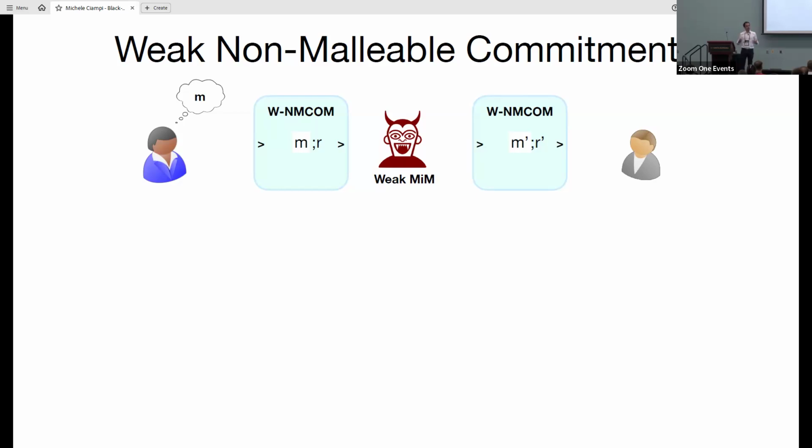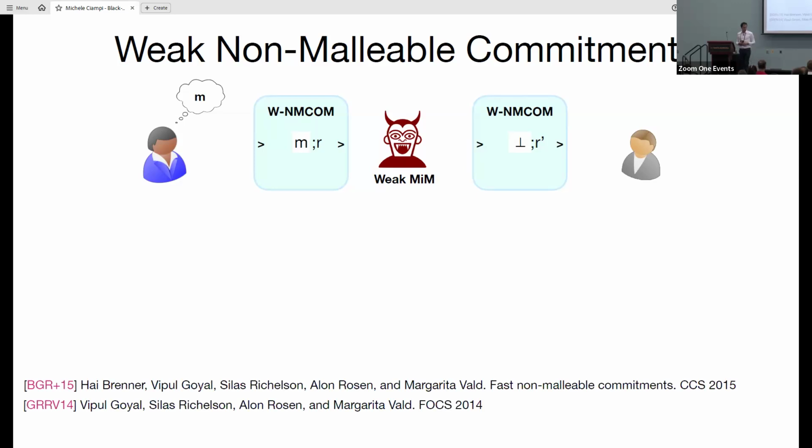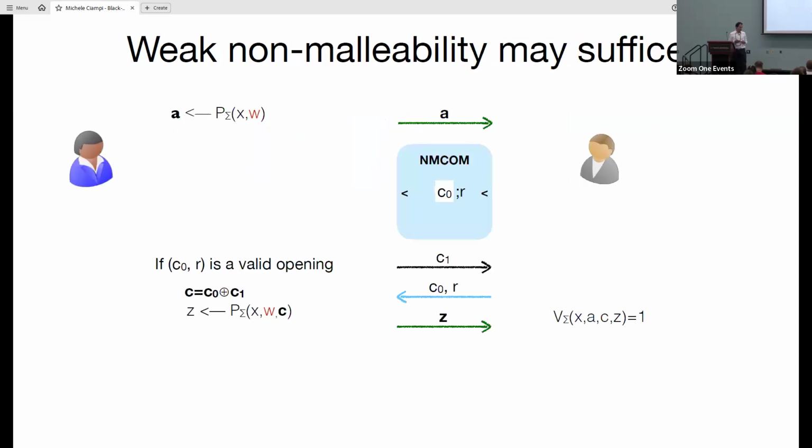In particular, we will use for our construction what is called a weak non-malleable commitment, which is a non-malleable commitment that guarantees you non-malleability as long as the adversary promises to always produce a commitment that admits a valid opening. Okay, these types of commitments have been constructed and instantiated in an efficient way. An efficient and practical construction was proposed by Brenner et al. in CCS 2015.